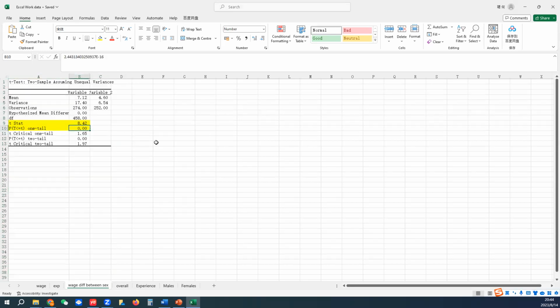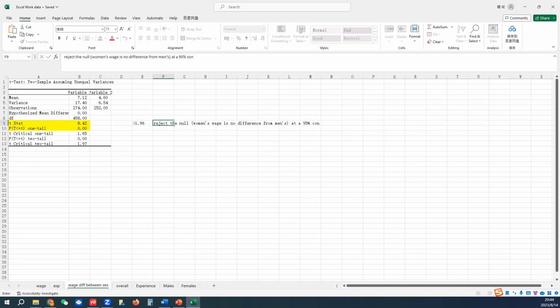And here it's just 0. Okay, so here the t-stat is much greater than 1.96. What does that mean? We should reject the null, which is that woman's wage is no different from men's, at a 95% confidence level. Why is it 95%? Because we are comparing to 1.96, which corresponds to 95%.